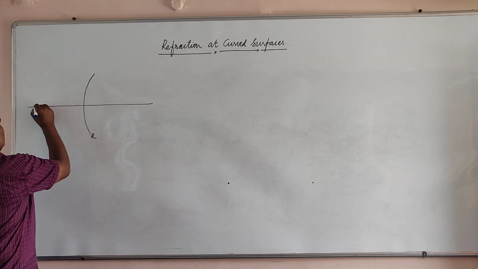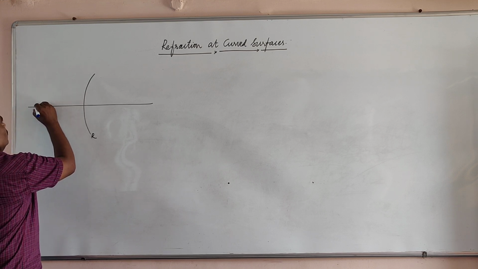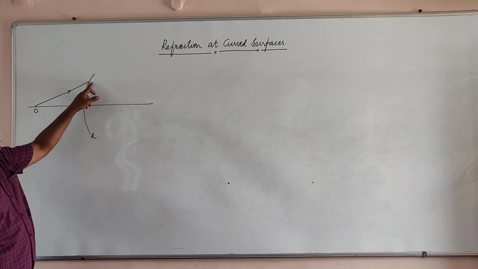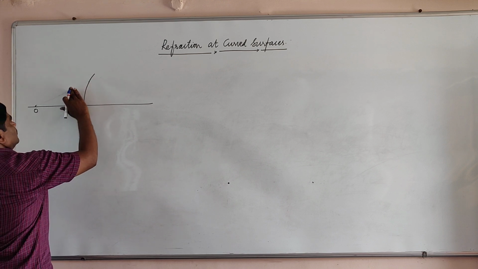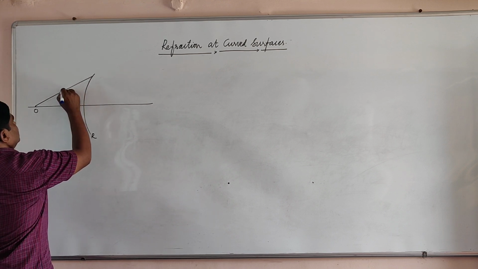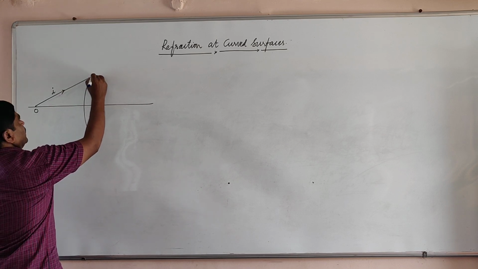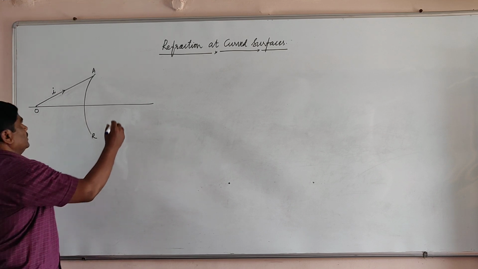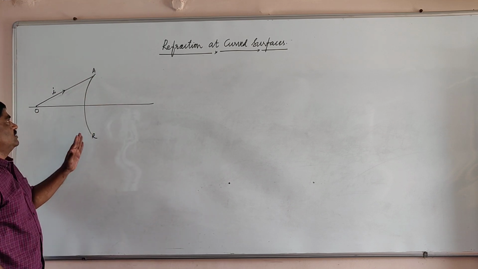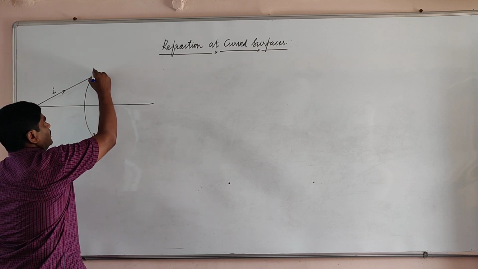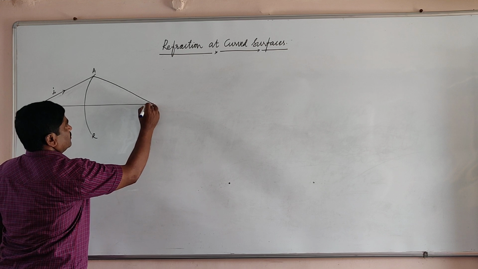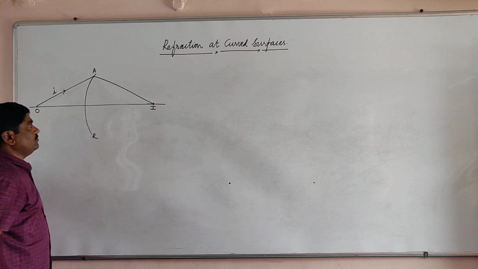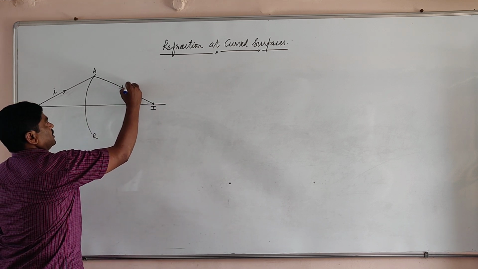Here let us take a point source O. From that, a light ray is incident at a point A. This is the incident ray, and after being incident on the lens, it is going to be refracted and meets the principal axis and forms the image I. This is the refracted ray.